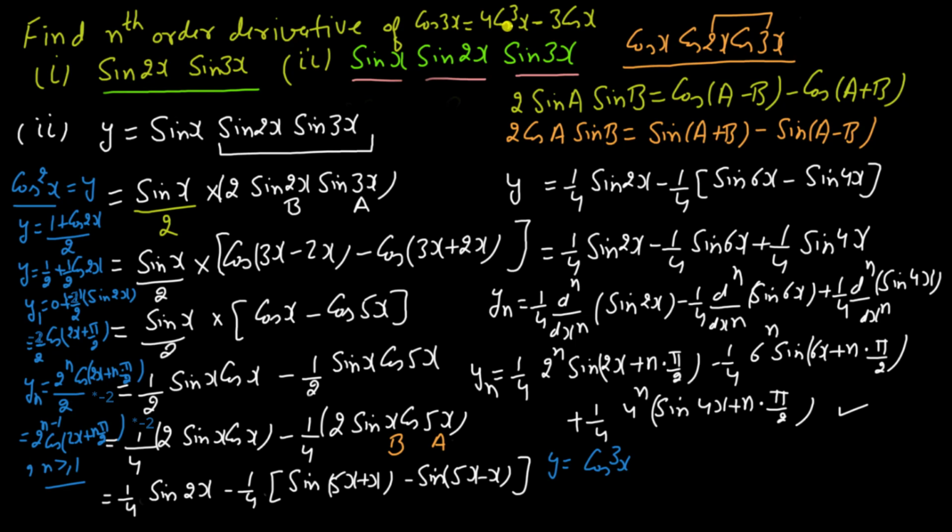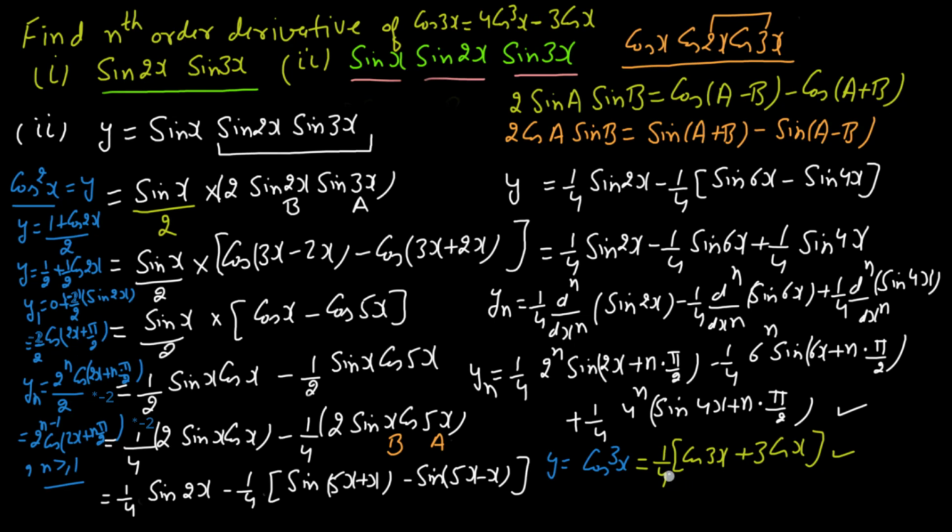From here what will be cos cube x? This will go over here, so it will be cos 3x plus 3 cos x, divided by 4. So by this we can easily calculate the nth order derivative of cos cube x.